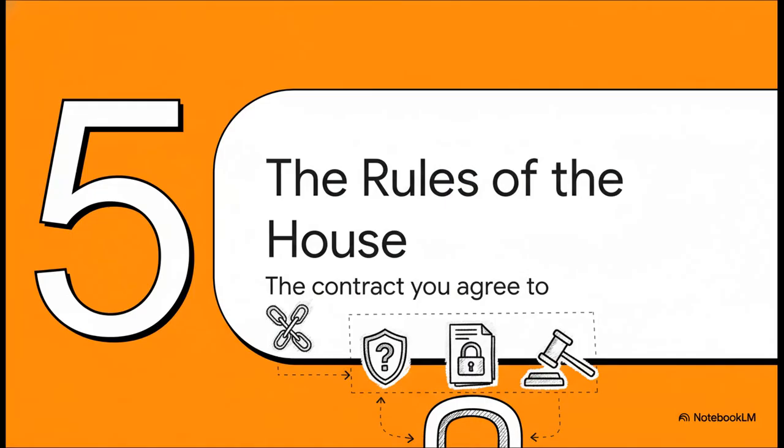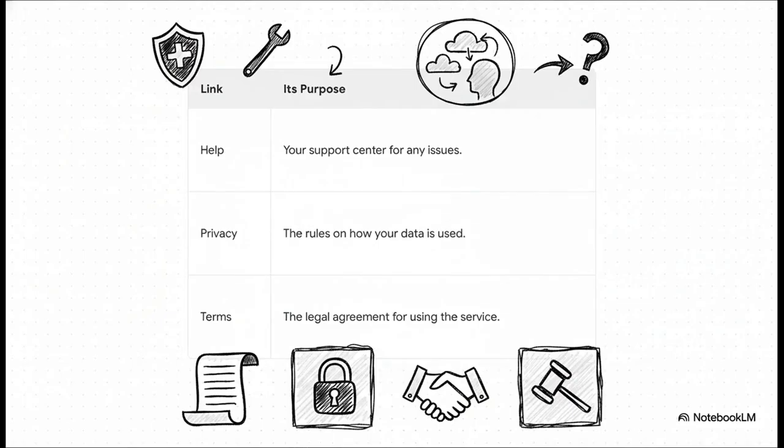Okay, and finally, let's look at the very bottom of the page. See those links? They're almost hidden away. These are the rules of the house. These three little links, help, privacy, and terms, they are the legal and operational foundation for everything you do once you step through that digital door. Let's break them down real quick. Help is pretty straightforward. It's your support desk for when things go wrong. Privacy, now that's the big one. It explains what the homeowner, in this case Google, is allowed to do with your information. And terms, well, that's the legal agreement, the contract you accept just by using the service.